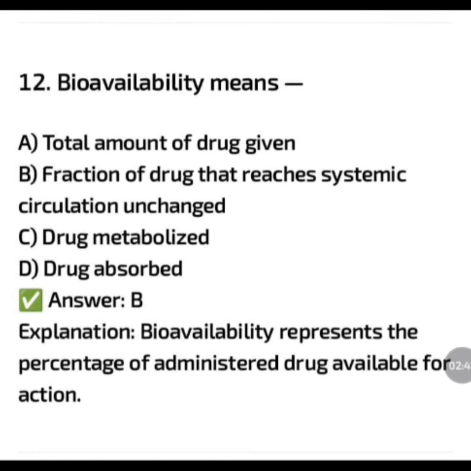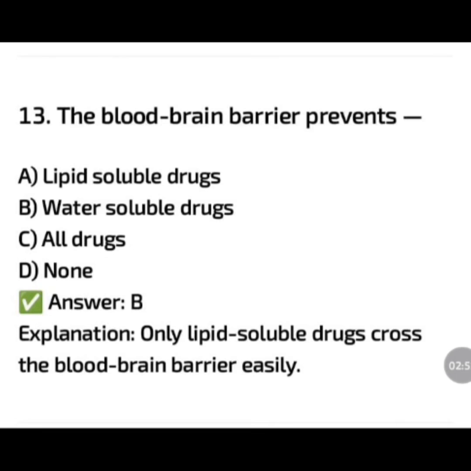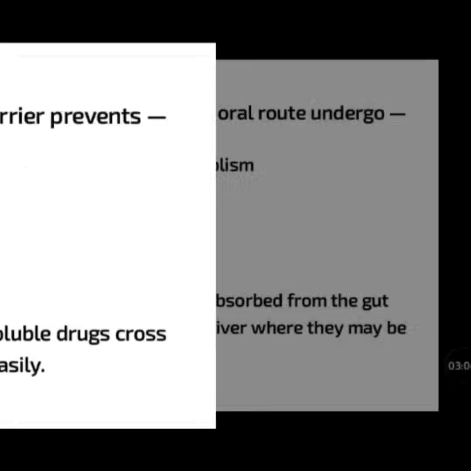Bioavailability means total amount of drug given, fraction of drug that reaches systemic circulation unchanged, drug metabolized, drug absorbed. The correct answer is option B, fraction of drug that reaches systemic circulation unchanged. Bioavailability represents the percentage of administered drug available for action. The blood-brain barrier prevents lipid-soluble drugs, water-soluble drugs, all drugs, none. The correct answer is option B, water-soluble drugs. Only lipid-soluble drugs cross the blood-brain barrier easily.